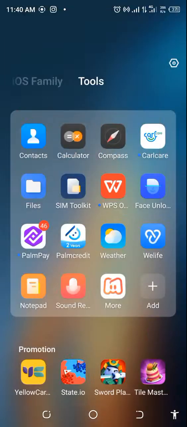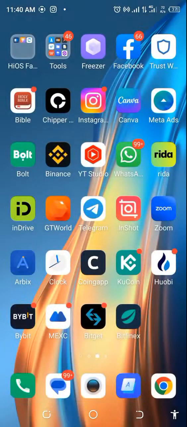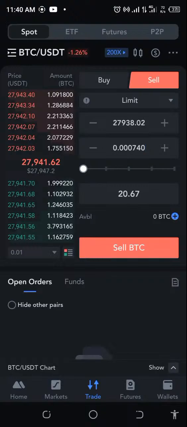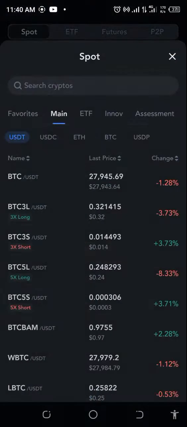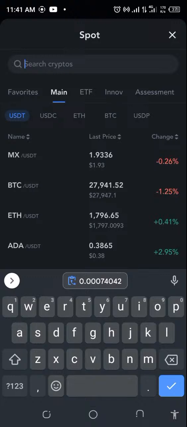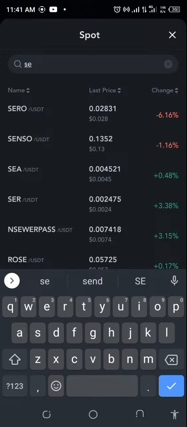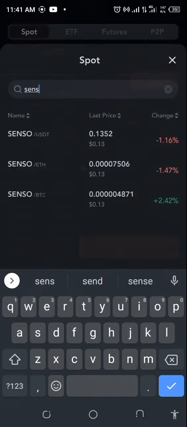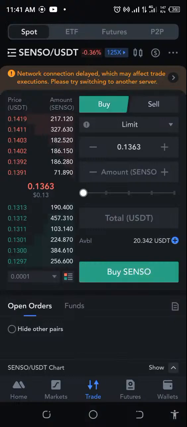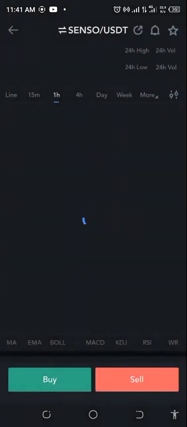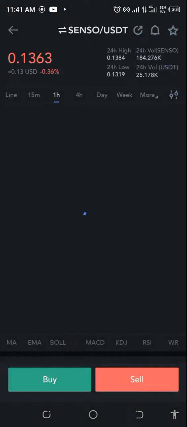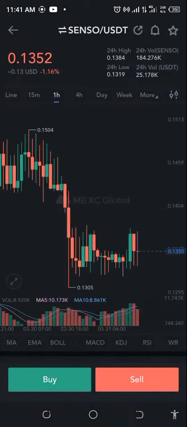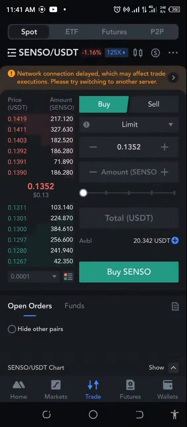That's fine. So let's quickly go ahead and try this out and see how this works. We're going to be looking at it, especially trying to make sure this still gives us good results. So let's go back to our Senso, USDT. Alrighty, and then we buy. Let's check the charts just to be on the safe side to see what's going on with Senso. Oh, it's going down, so we need to quickly buy.